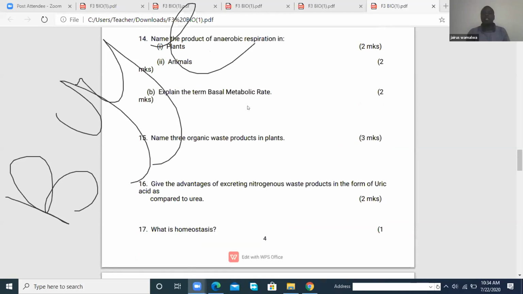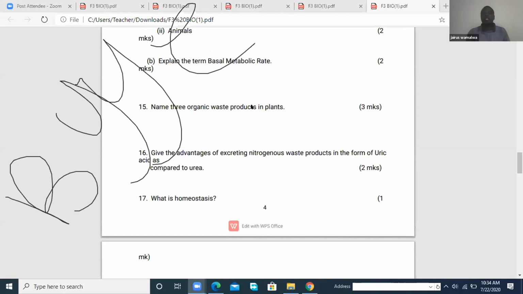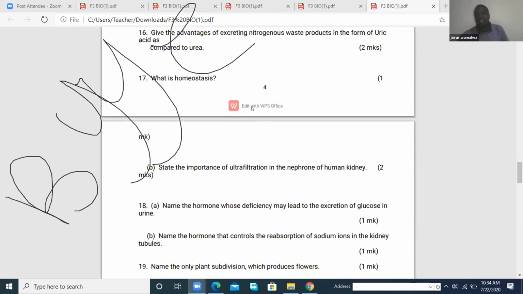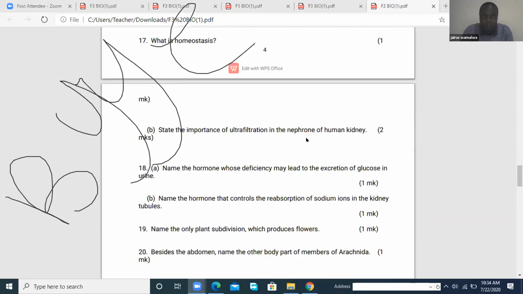I just want to take you through these questions quickly because I can see our time is up, so that if there's any question you want me to discuss, one can raise a hand. Question 7 asks, what is homeostasis? That one is right. State the importance of ultrafiltration in the nephron of a human being. What's the importance of this ultrafiltration?